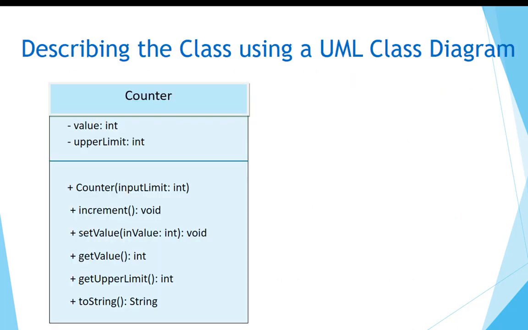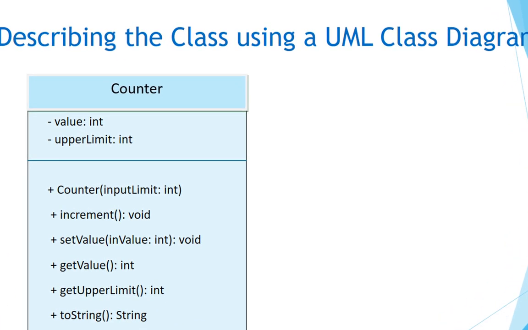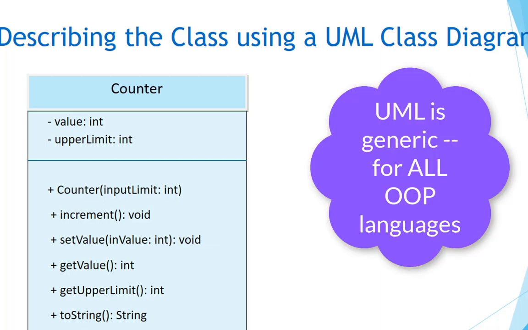Let's describe the class using a UML class diagram. We start by identifying the name of the class. Then we list the data members. Here we have value and upper limit. Now you need to carefully look at this diagram because there's a lot of information packed in here, and there is a style that we're supposed to adopt when we're doing the UML. This is because it's a consistent way that programmers and software developers exchange information.